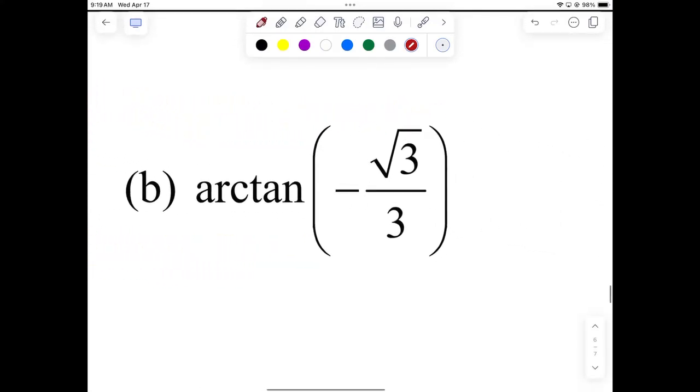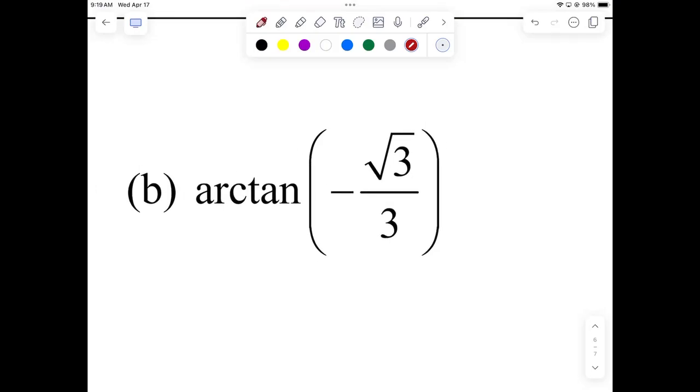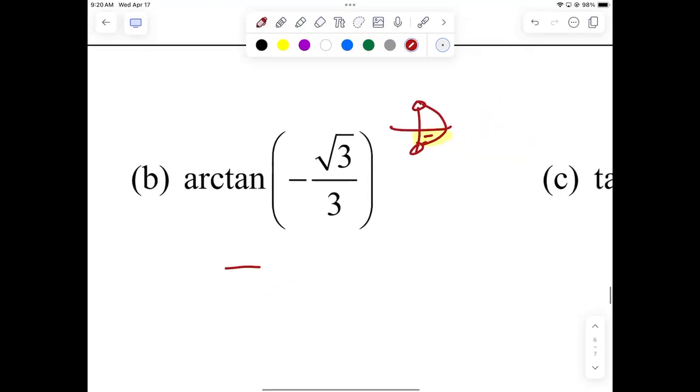Letter B. There is an arctangent, let it be. Very good. We know it's going to be in quadrant 4 because it's a negative ratio. So I know it's going to be a negative acute angle. I'll get the negative out of the way. It's going to be a negative acute angle. Now, you got to remember which angle.